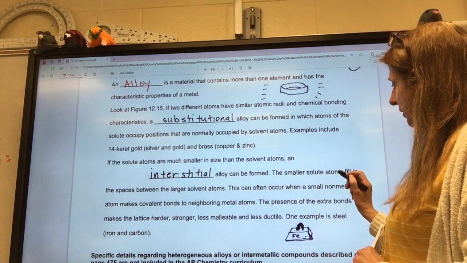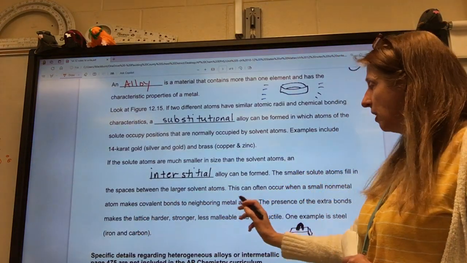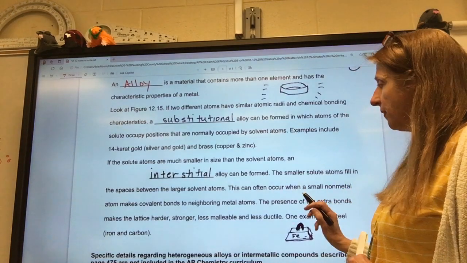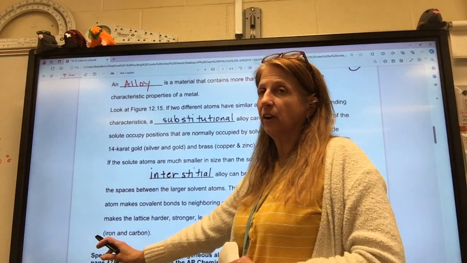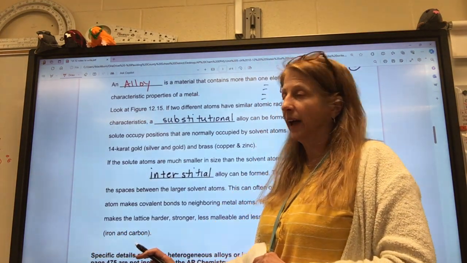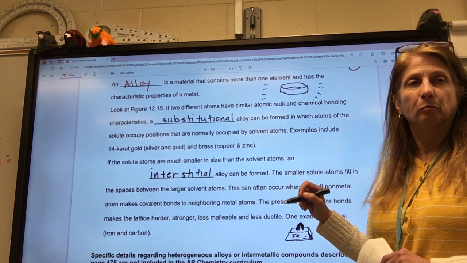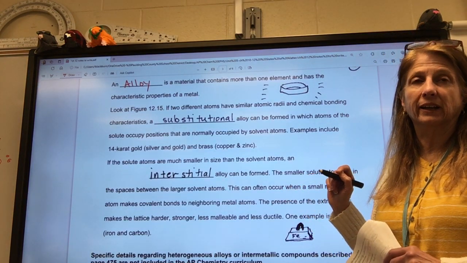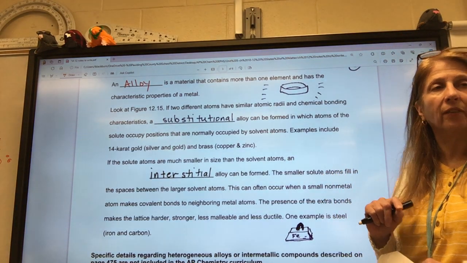A lot of times it's a small nonmetal being mixed with larger atoms of metal. And that's how they make steel, carbon steel. They take iron, which is big atoms, and mix in carbon, little atoms, and you get steel. Better than iron, better than carbon for making a knife, right? Okay, does that all make sense? We're good on that? Okay, good.